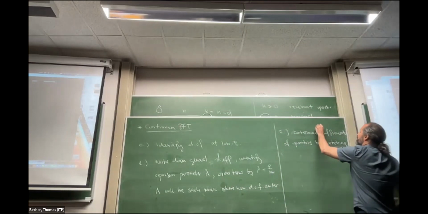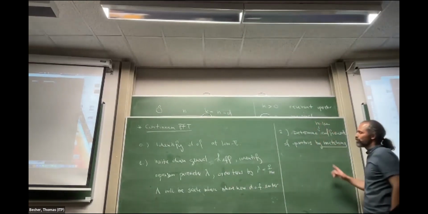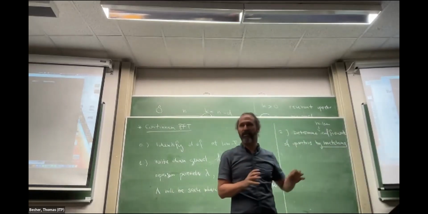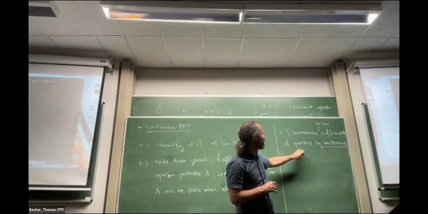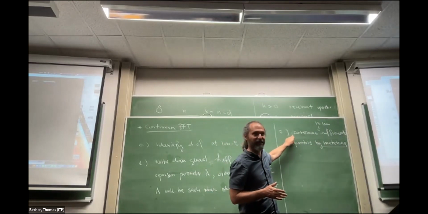So the coefficients here are, of course, these Wilson coefficients. And the way we do this matching is just by computing the same quantity in the full theory and in the effective theory. So this is if the full theory is known.